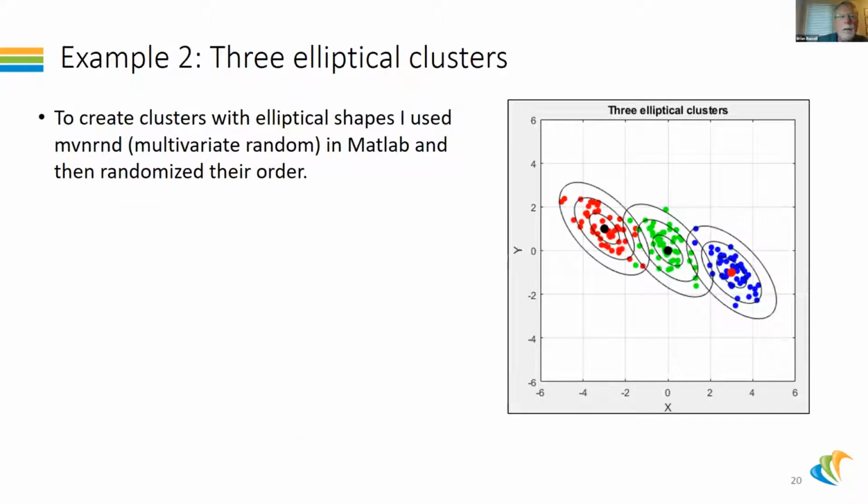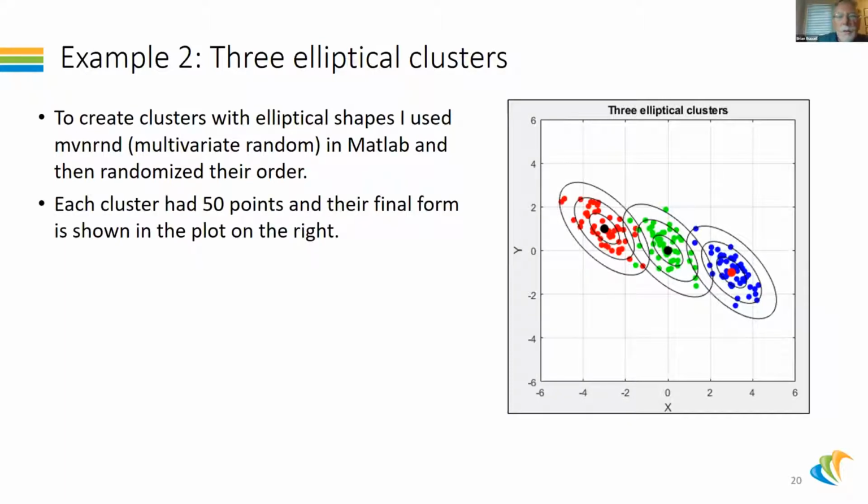To create clusters with elliptical shapes, I used the mvnrnd multivariate random option in MATLAB, but it turns out there is a multivariate random option in Python. Since this is a Python session today, I probably should have done it in Python, but I was lazy. I already had it written in MATLAB. And then I randomized the order, and in fact I randomized the order in Excel. There's a really simple way to do it in Excel, where you assign a random number to everything and then simply order from smallest to largest.